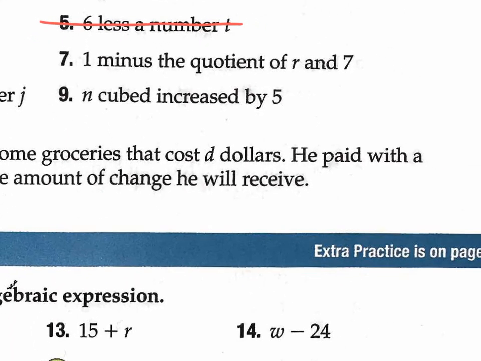And on Edmodo, you will have answers there so you could check. Number 7, 1 minus the quotient of r and 7. So 1 minus, that doesn't imply a switch. So that would be 1 minus. Quotient is division. You could write it as a fraction. So you could say r divided by 7. So you could say 1 minus r over 7 or 1 minus r divided by 7. Both of those are good.